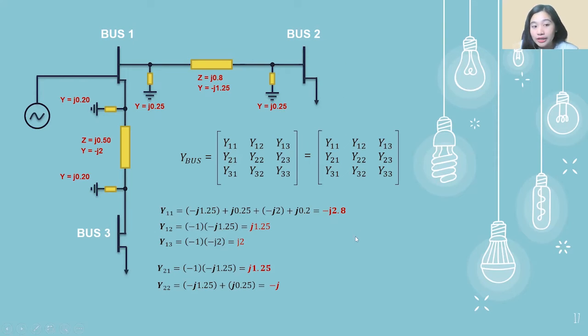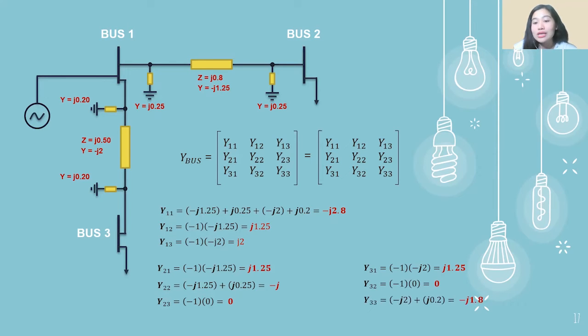It has no connection between bus 2 and bus 3, so that is the reason why it doesn't have as many admittances added, unlike our Y11. Next is our Y23. Our Y23 is equivalent to 0 if multiplied with -1, because there is no connection between bus 2 and bus 3. And Y31 has the same value as Y13, which is J1.25. Our Y32 is also 0 because there is no connection between the two buses aforementioned.